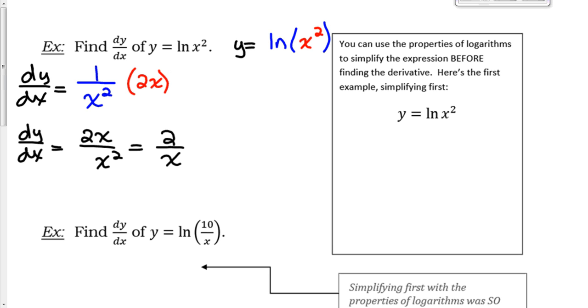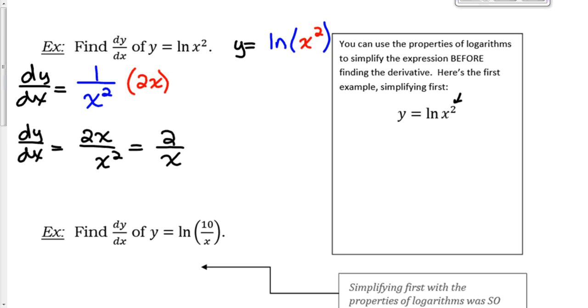Now, over to the right, there's a box, and it talks about simplifying before we take the derivative. Now, if you know your log properties, then I would use them to your advantage because they would make everything so much easier. So the rule that I'm going to use is what I just did in the previous problem when I was simplifying.